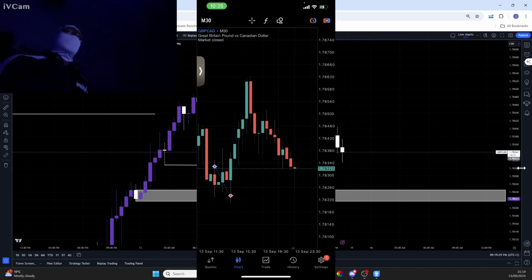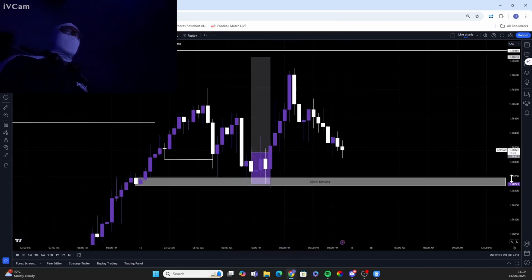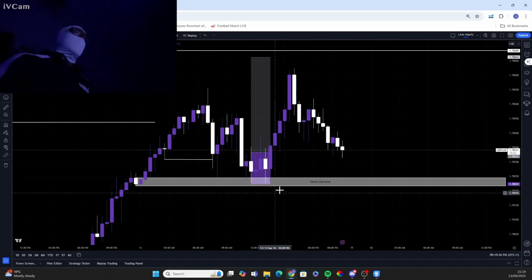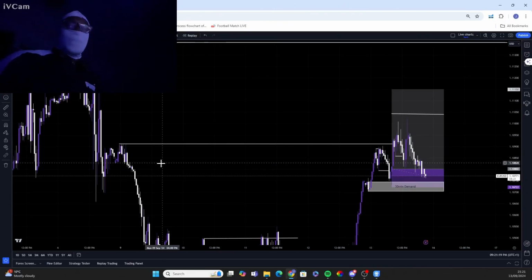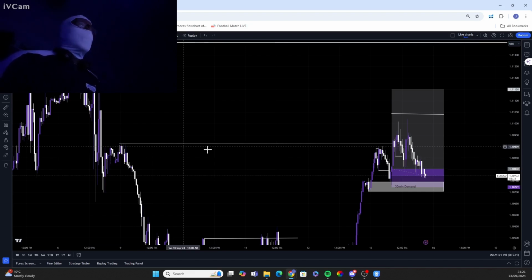However, we did struggle quite a bit to leave the zone, so it looks like I was used as liquidity in order to push price up to the intended direction. So another setup that I took today was Euro USD.